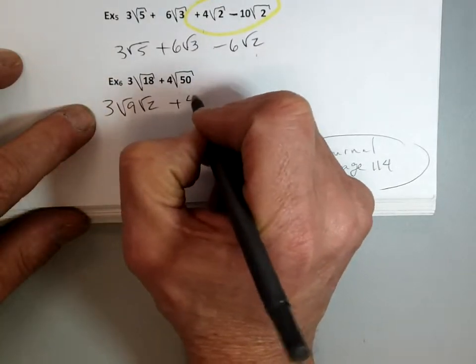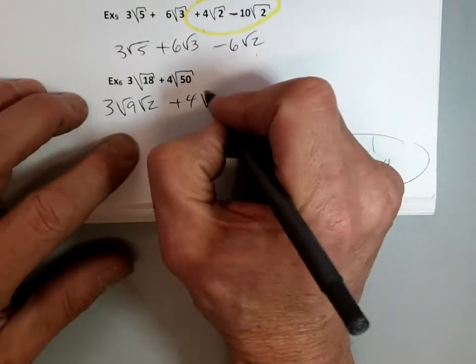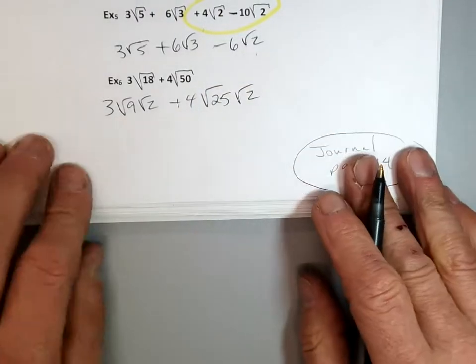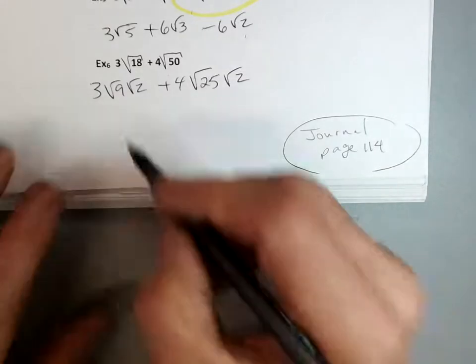Perfect. What times what makes 50? 5 and 2. Awesome. You are getting this. 25 and 2. So, all right. So I broke down 18, broke down 50. So let's go a step further, okay?